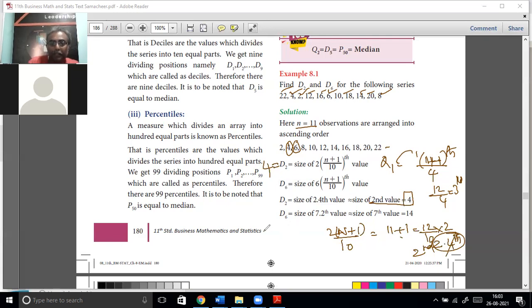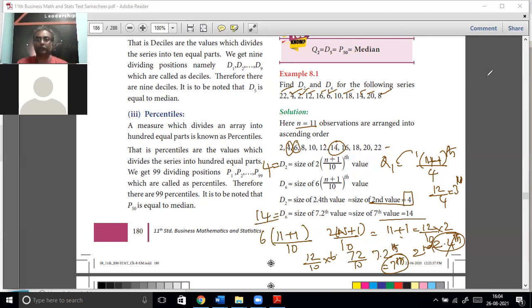Same way D6: 6 into 11 plus 1 divided by 10. Why 10? Because it is decile. 12 by 10 into 6, 12 into 6 is 72 by 10. That is 7.2th value, which is equal to 7th value. The 7th value is 14, counting 1, 2, 3, 4, 5, 6, 7. So D6 equals 14. That is the way you have to do it.